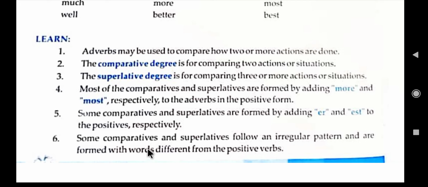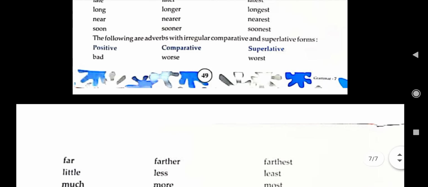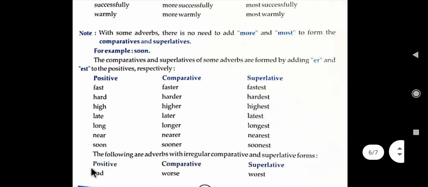Now last, some comparatives and superlatives follow an irregular pattern and are formed with words different from the positive words. Like the example I have given you, bad, we never say more bad, most bad. And we are never gonna use bad, badder, baddest. No, that has a different kind of comparative and superlative degree. That is, bad has worse and worst. In the above example, you can say that is an irregular adverb pattern.